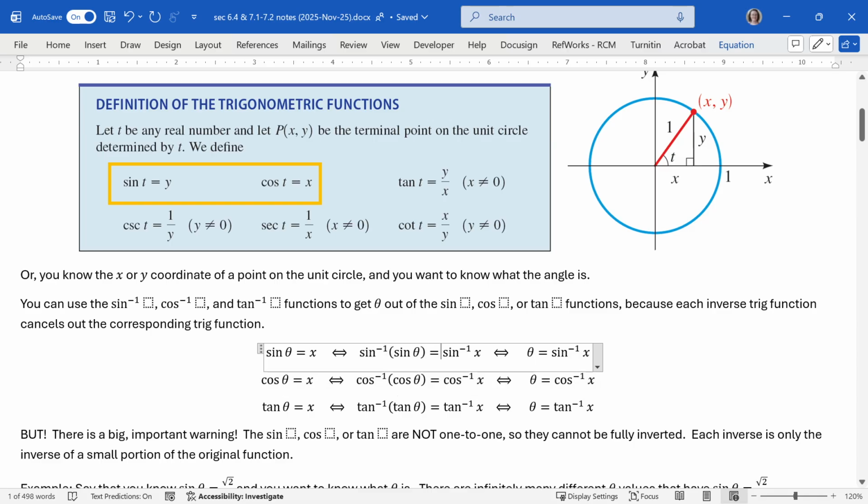And then on the right-hand side, you do have to calculate whatever this is, usually with a calculator, or you might be able to do it using the unit circle. You take whatever that sine value was, and you plug it into the sine inverse function. And the other ones work the same way.